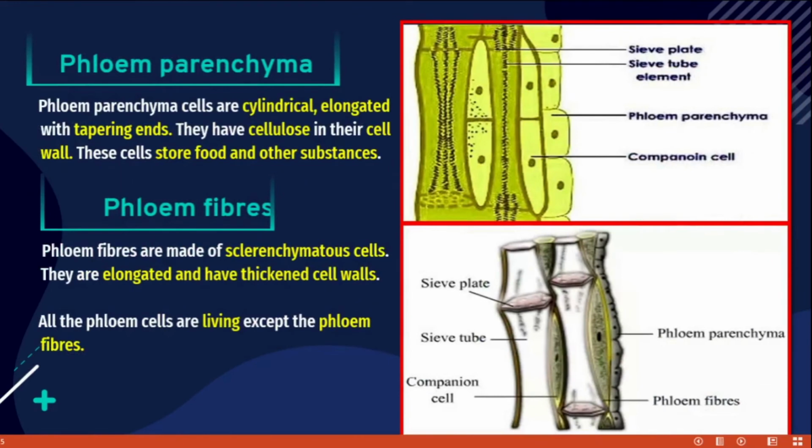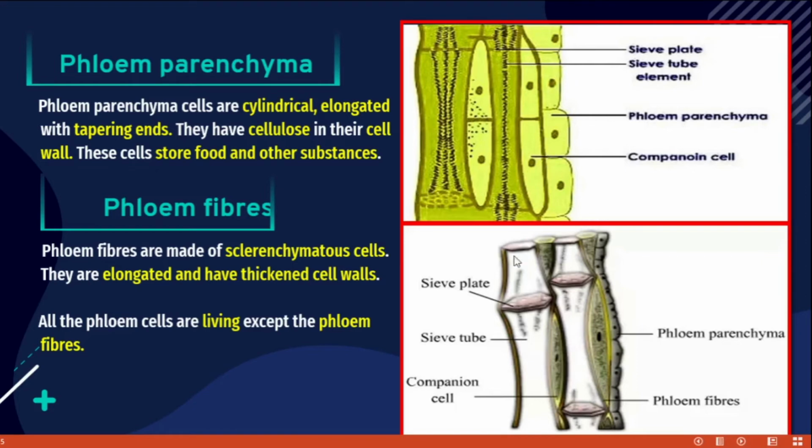Next, phloem parenchyma. So, look at the picture. See, usually cylindrical, elongated with tapering ends. And it has cellulose in its cell wall. Basically, all plant cells have a cell wall, and in the cell wall, cellulose is present. The main function is to carry food from the leaves to all other parts of the plant and also help to store food.